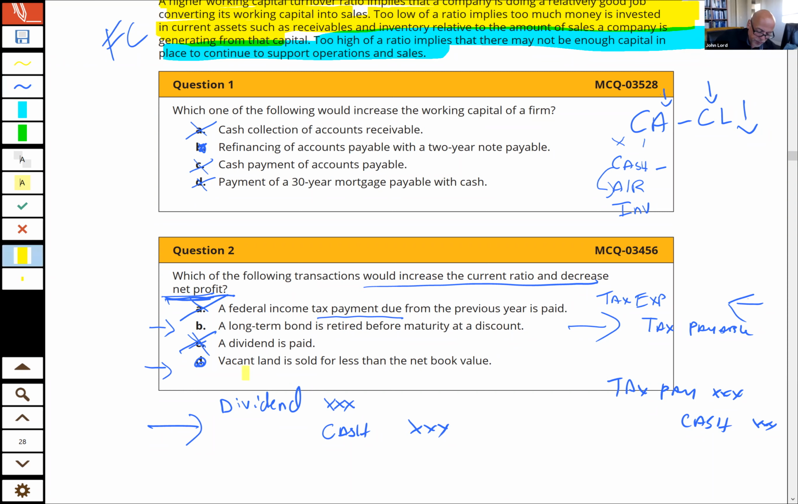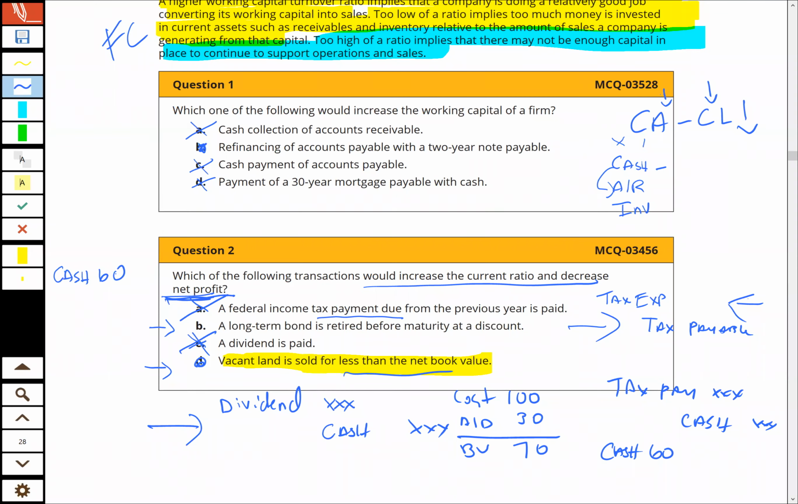And you look and they say vacant land is sold for less than its book value. In other words, I have a piece of land that cost me 100, with accumulated depreciation of, say, 30. I'm just making these numbers up, so it has a book value of 70, and I sell it for cash of less than the book value. So I sell it for, say, 60. When that happens, I'm going to debit cash for 60. Is vacant land usually depreciated? Oh, that's a good point. Okay, so its book value would be its cost. Thank you. It would work if they said equipment, the way I'm doing it, but you're right. With land, it's just its cost, right?